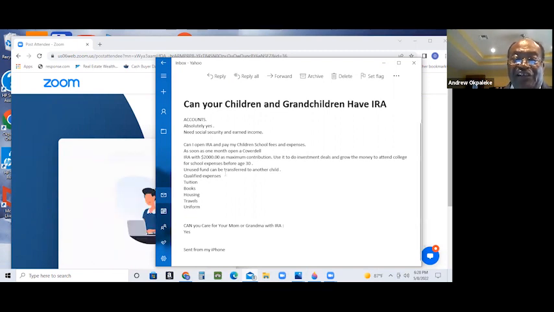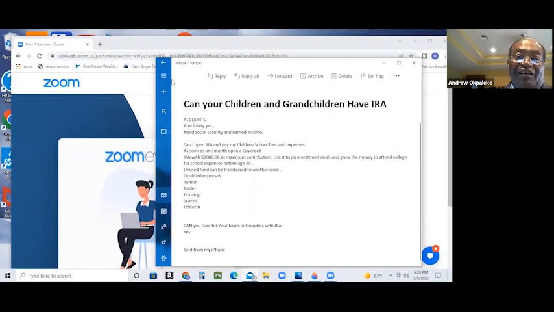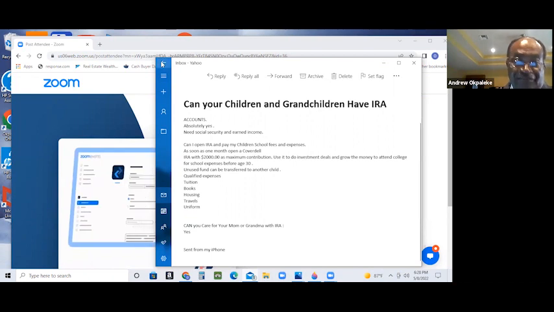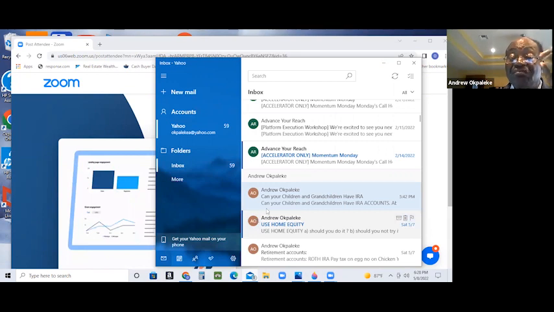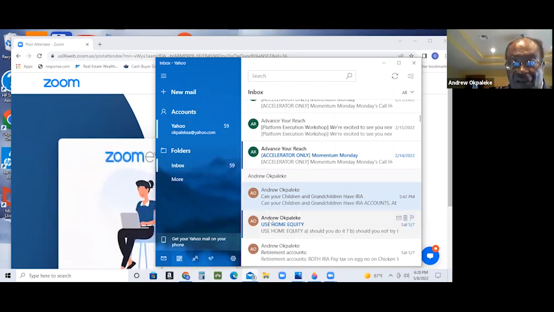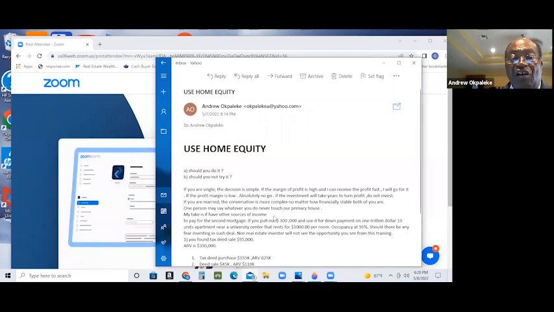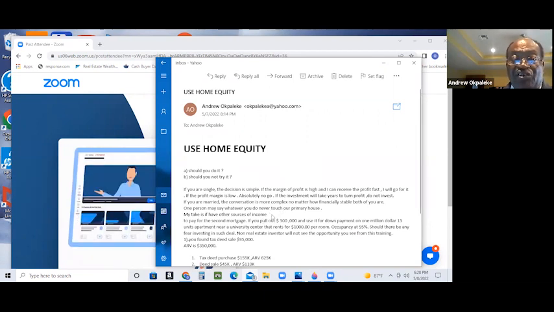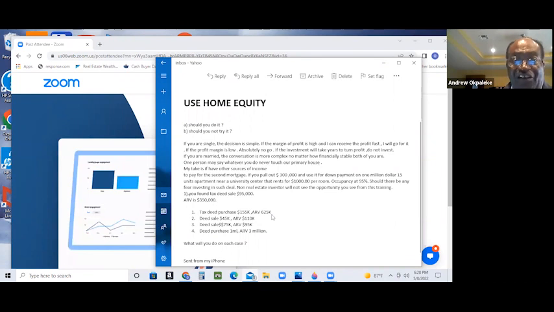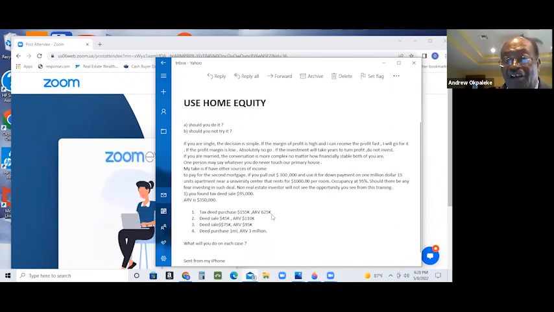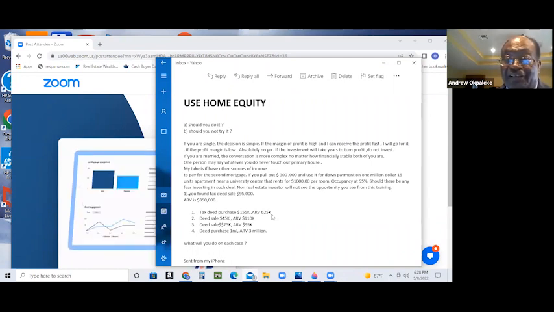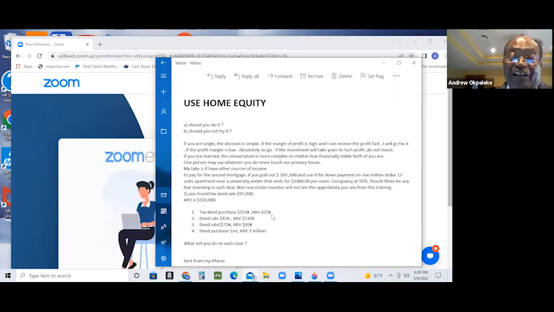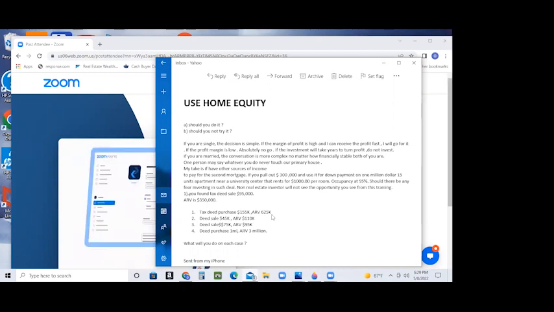Okay, let's see if we can get to the next topic, the last topic. The next topic we're going to discuss is using home equity. Are you seeing the screen, right? People see the screen? Okay.